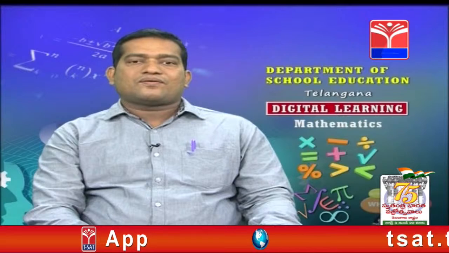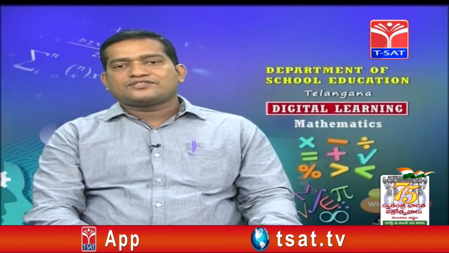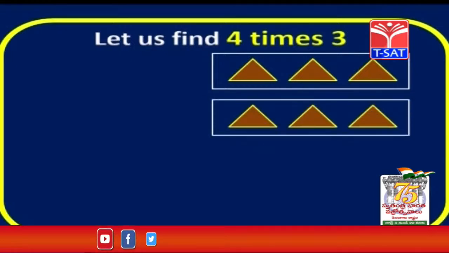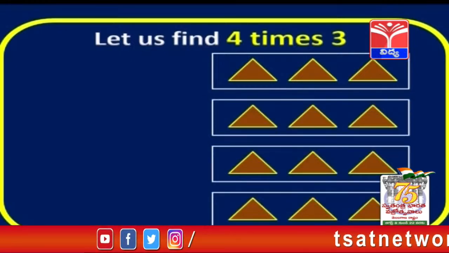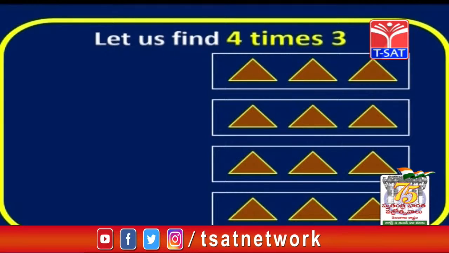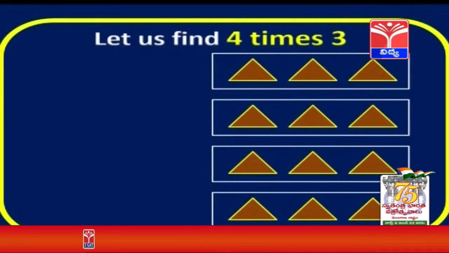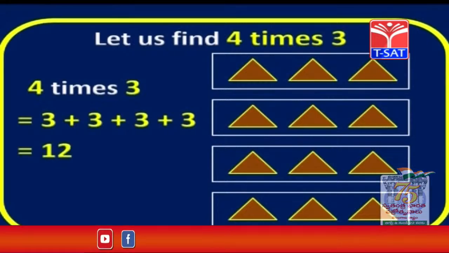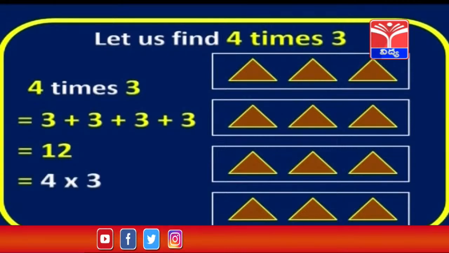Now let us find what is 4 times 3. Children, what you have to do here? I am taking a group considering 3 objects. Total how many groups I have taken? 4 groups. In each group there are 3 objects. So what is 4 times 3? We have to add 3 for 4 times, means 3 plus 3 plus 3 plus 3. It is equal to 12. Can we write 12 as 4 into 3? Yes. So 4 times 3 can be taken as 4 into 3.